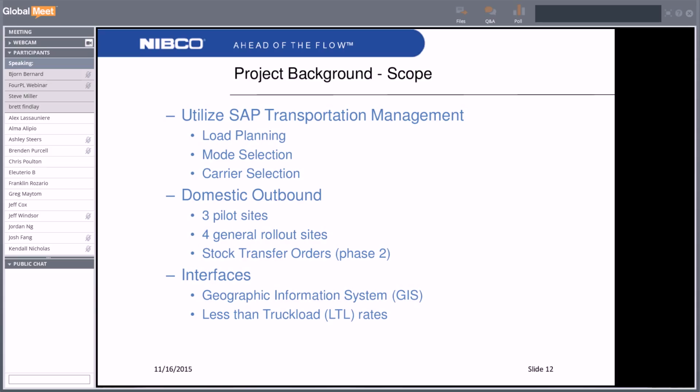Also included in the scope of our initial project were necessary interfaces. First, we wanted to interface the transportation management system to a geographic information system, which would be used to assign geo-coordinates to locations and calculate distances between the shipping point and the customer. The calculated distance would then be used to determine total cost of truckload shipments.